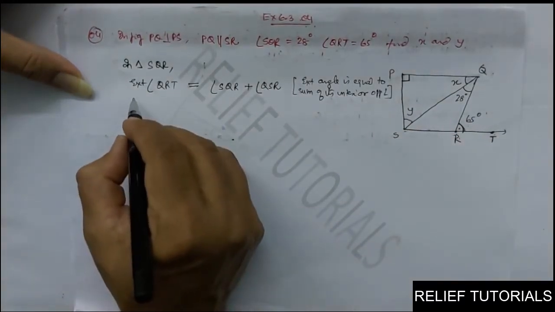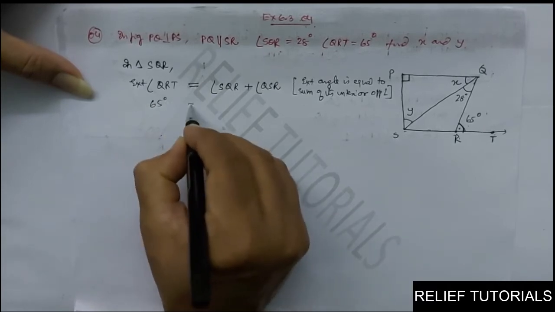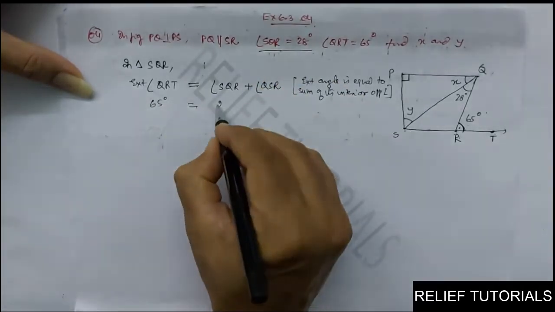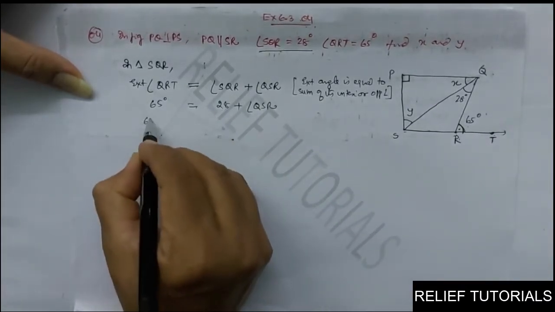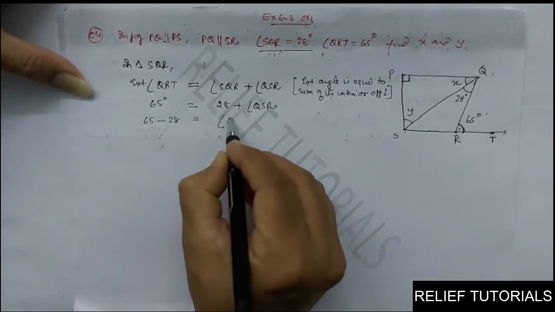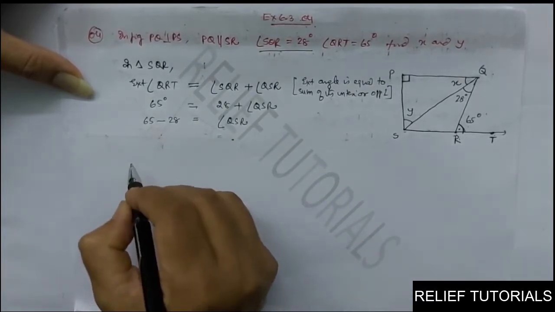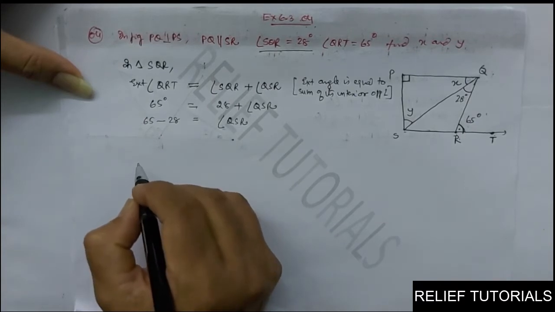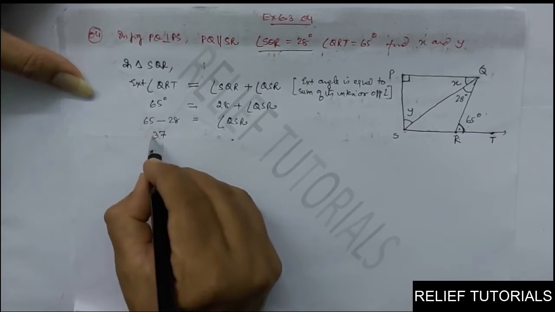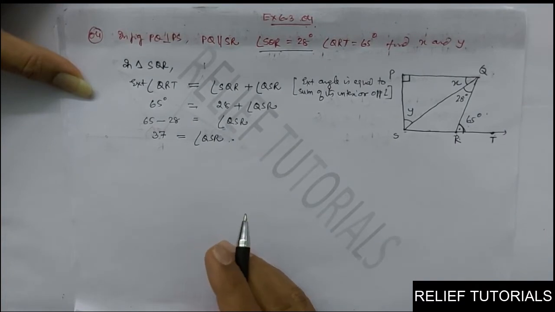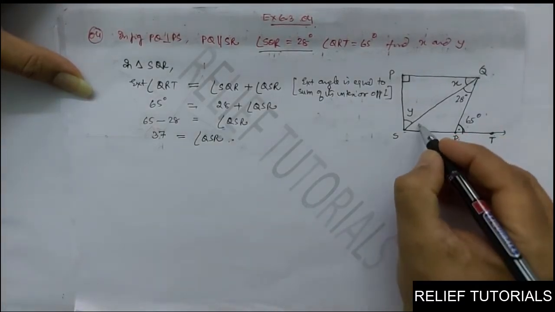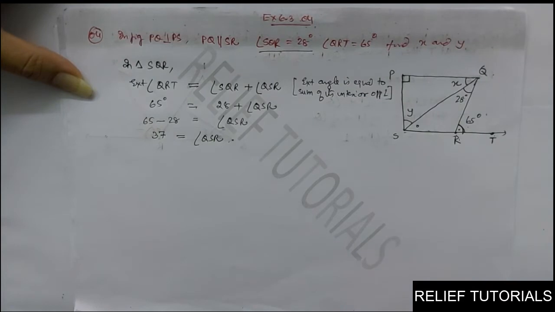Okay. So now exterior angle QRT is 65 degrees. SQR is given, that is equal to 28 degrees, plus angle QSR. So 65 minus 28 is equal to angle QSR. Now 65 minus 28 is 37 degrees, which is equal to angle QSR. So now we got angle QSR.